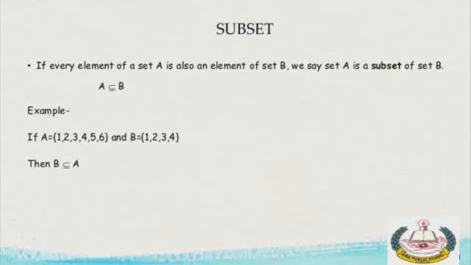Subset. If every element of a set A is also an element of set B, we say A is a subset of set B. If A contains 1, 2, 3 and B also contains 1, 2, 3, so A is a subset of B. And the other example is if A is equal to {1, 2, 3, 4, 5, 6} and B is equal to {1, 2, 3, 4}. So B is a subset of A and A is a superset of B.